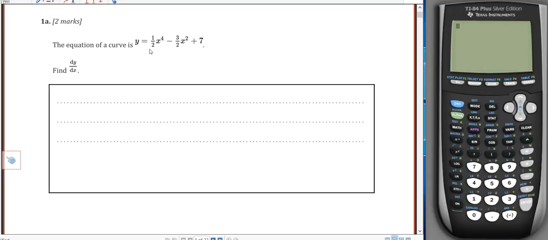So we've got a function. What's dy dx? 4 times a half is... So we've got 2x to the power of 3. Then we've got 3, so minus 3x. That's it, because plus 7 we forget about. Okay.